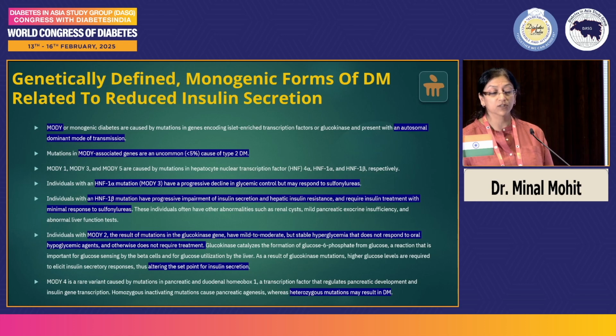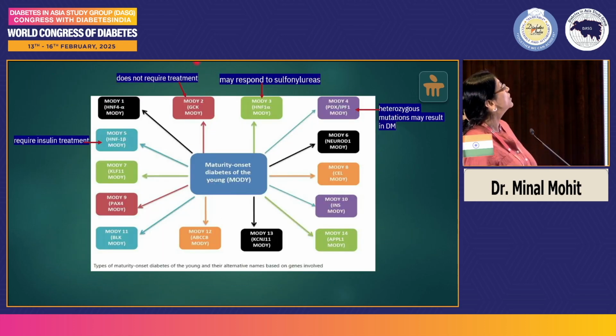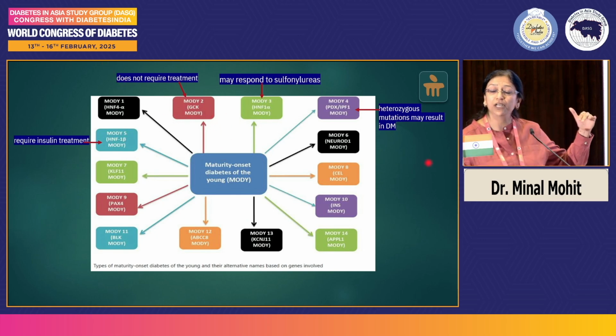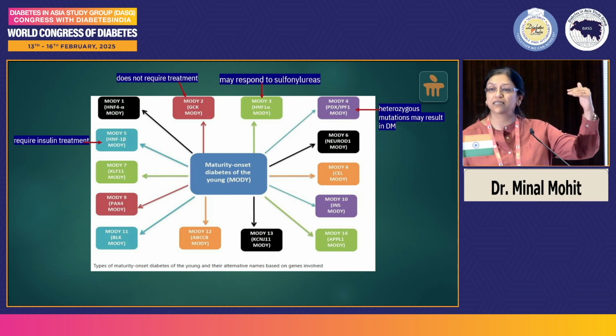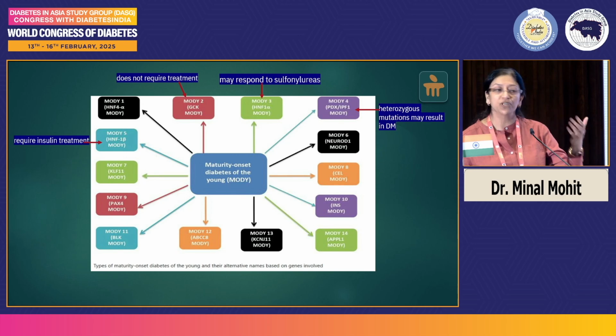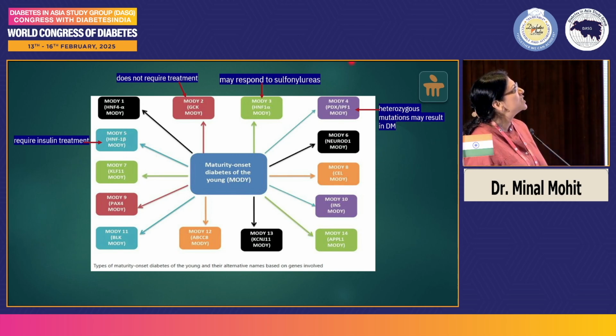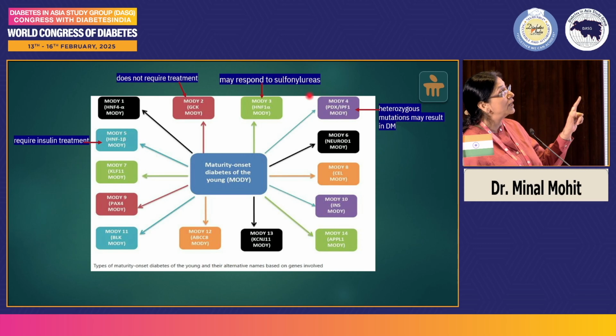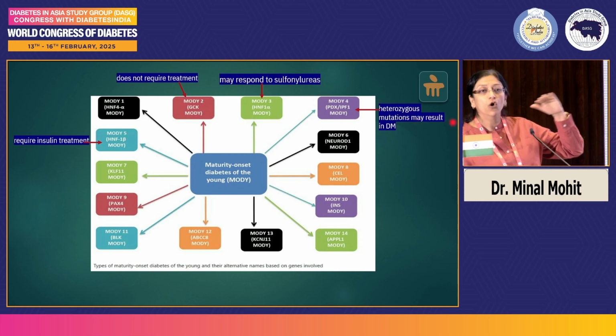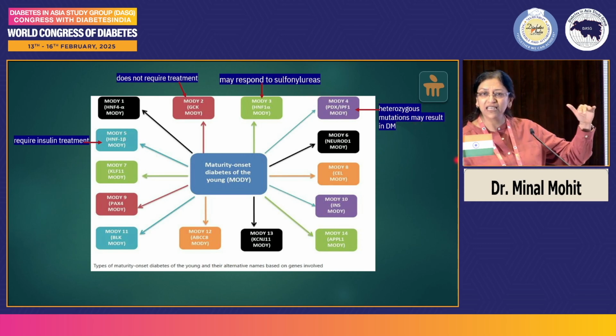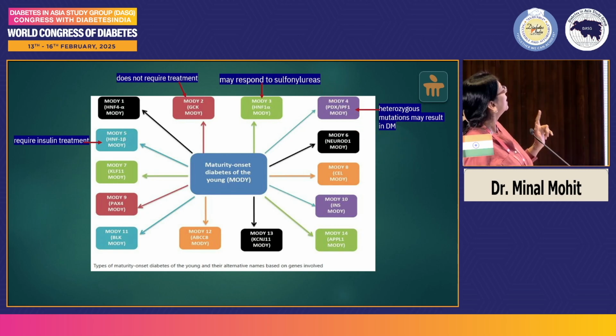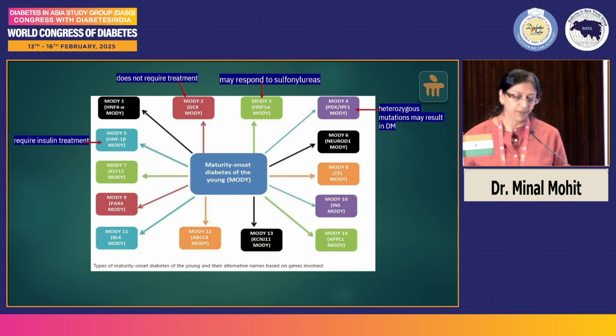The last form is MODY, which is a monogenic form of diabetes. We have more than 14 variants. Just to mention a few, MODY 2, which is glucokinase mediated, does not require treatment because the set point of glucose is raised. So, a slightly high level of glucose is required to open the calcium channels and release insulin. Similarly, MODY 3 responds to sulfonylurea. MODY 4, a homozygous defect, will lead to pancreatic agenesis. A heterozygous defect will lead to diabetes. MODY 5 is the one which requires insulin.